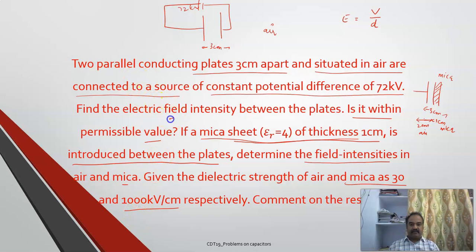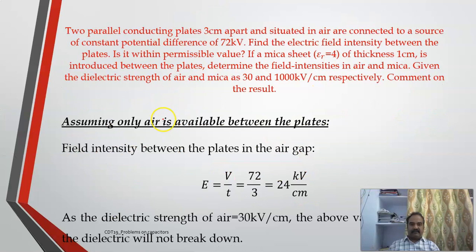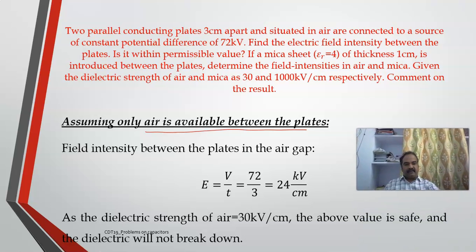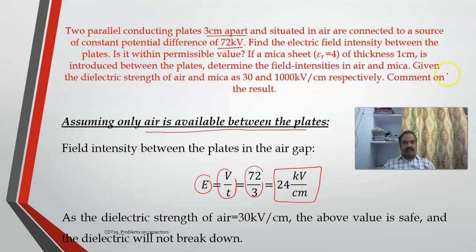See the first case, up to here, this is the first case. See what he has given now. Assuming only air is available between the plates, the field intensity between the plates is given by E is equal to V by t. What is the voltage here? 72 kV, and initially it was 3 centimeters apart. 72 by 3, it is 24 kV per centimeter. And it has already been mentioned that the dielectric strength of air is 30 kV per centimeter. But my electric field is 24 kV per centimeter.